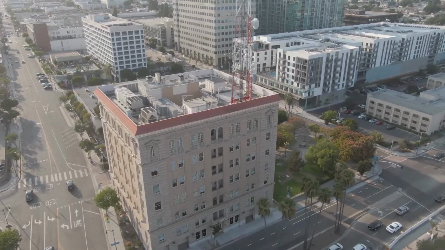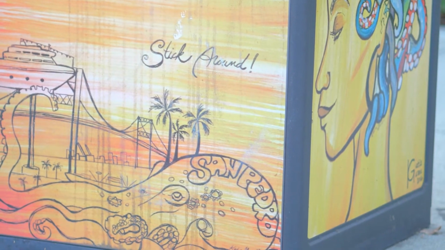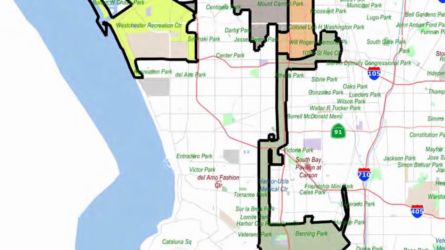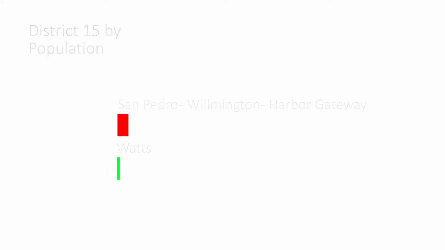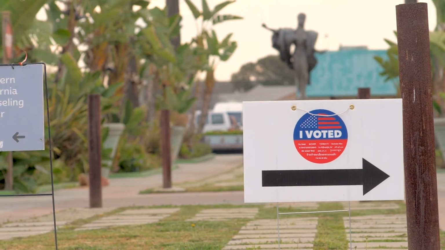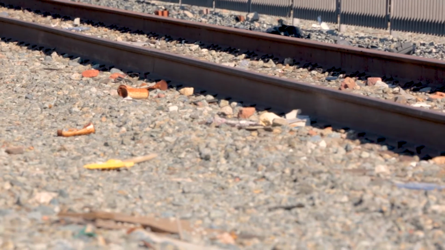What does not make sense is how Watts, which is many miles north, is in the same district as San Pedro and Wilmington. When you look at the map, you can see the distance between these communities. The council district, CD15, is an extremely unique district in the nation. When you look at the population of these two communities, Watts has a population of 34,000. San Pedro and Wilmington combined have a population of over 188,000. What do these numbers tell you? If you think about it in terms of elections, ballot measures, allocations of funds, even simple things like street sweeping.